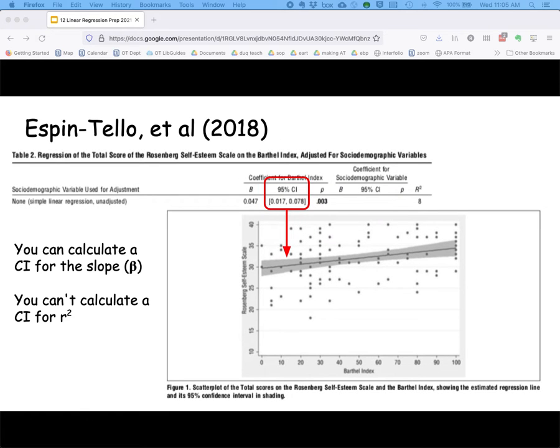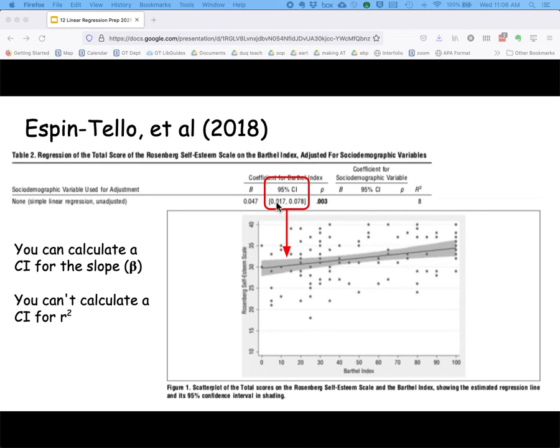Here's an example from the American Journal of Occupational Therapy, showing one of those figures. You can see here, this is the confidence interval for beta, their slope, and it is above zero. So they can say with 95% certainty there is a linear relationship between the Barthel index in this case and the Rosenberg self-esteem scale.